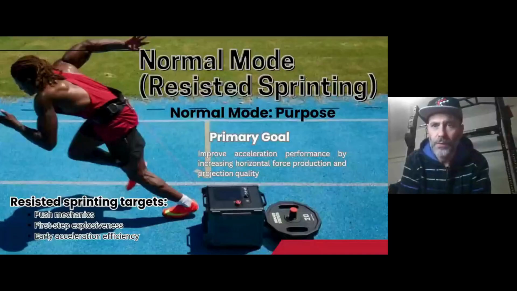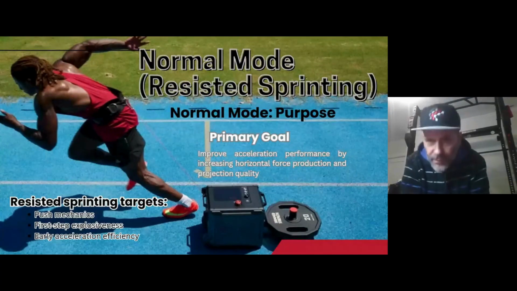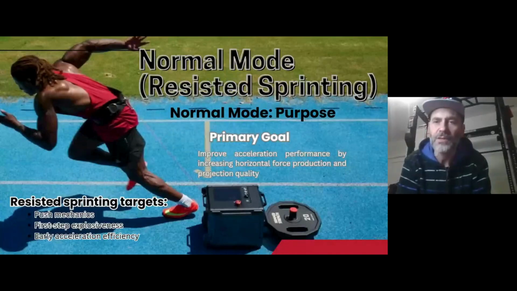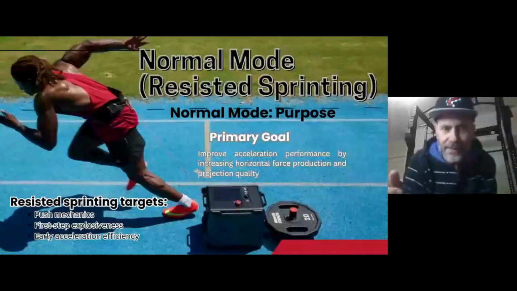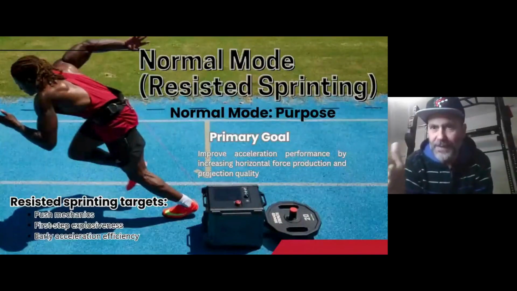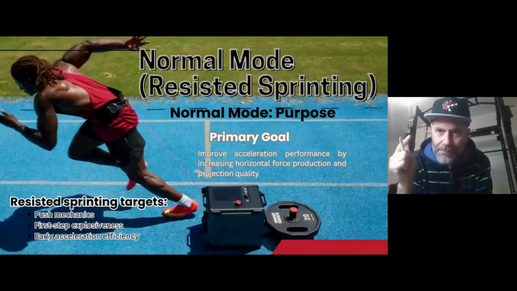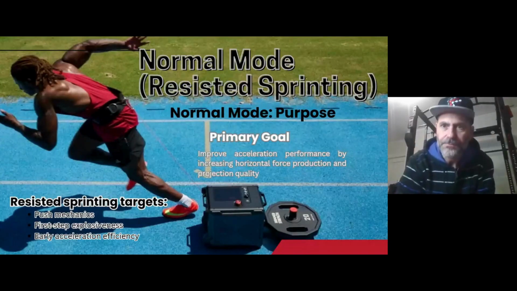So the primary goal of resisted sprinting with the normal mode, with the motorized resistance provided by the T-Apex, is to improve acceleration performance by increasing horizontal force production and projection quality. Resisted sprinting targets mainly the push mechanics, the first step explosiveness, and early acceleration efficiency.